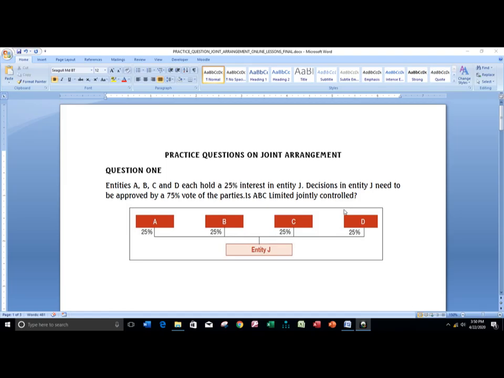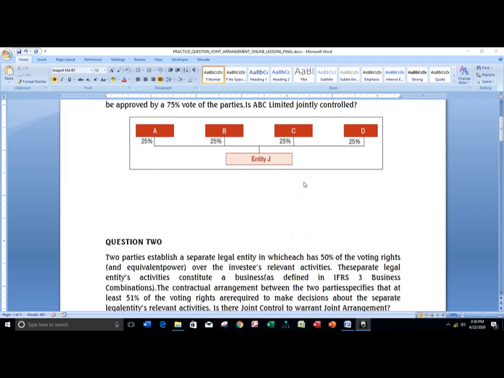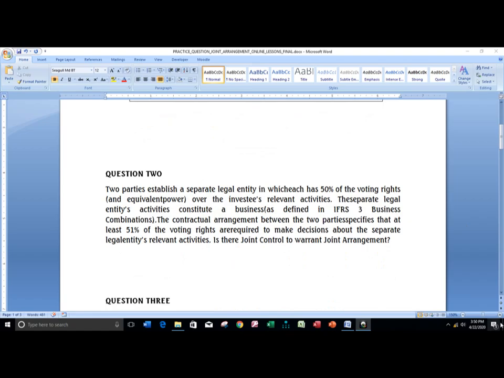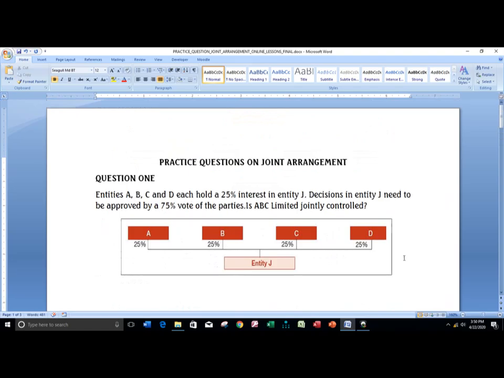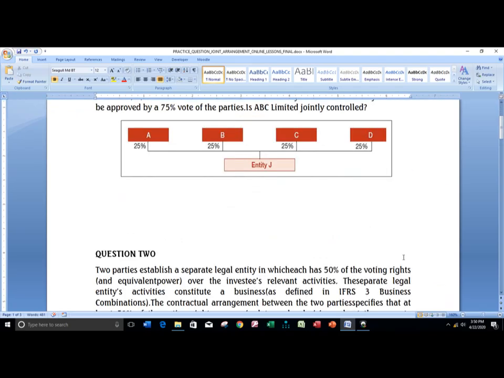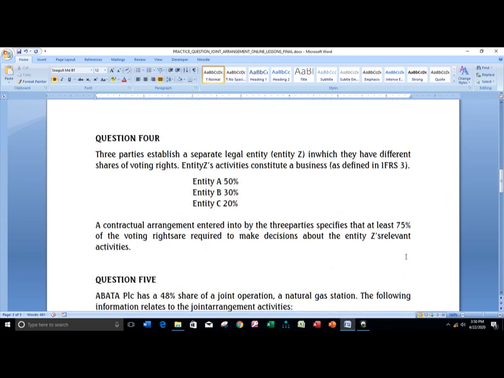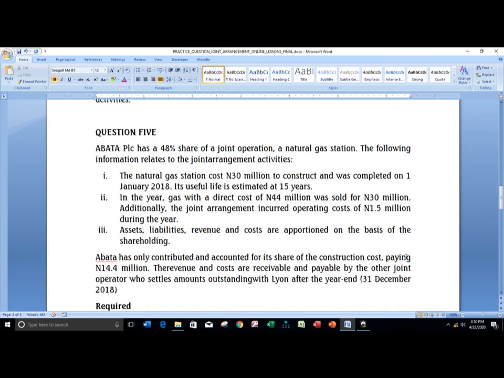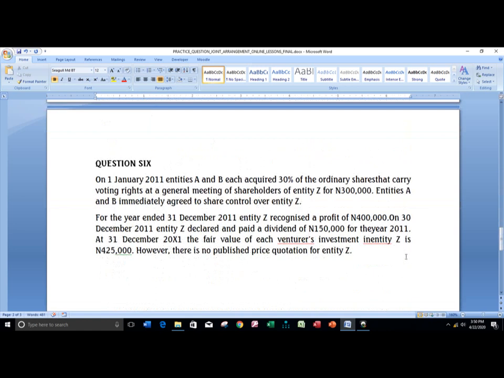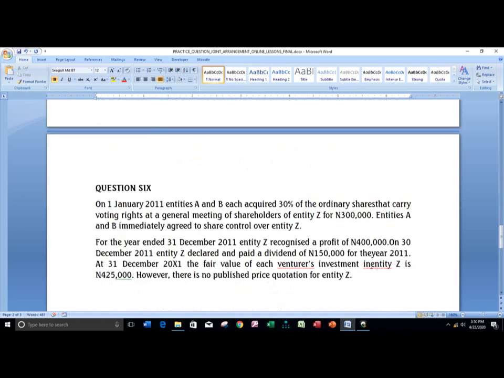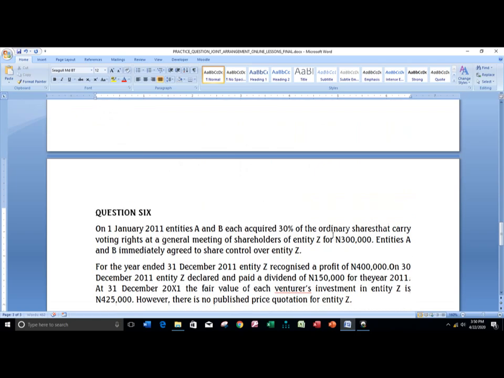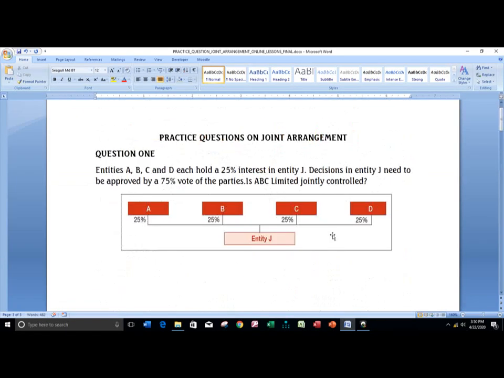So I welcome you. We are going to be looking at 6 questions together. Question one, question two. Let me zoom it in so that it can get bigger. Question one, question two, question three, question four, question five, and question six. So it promises to be another fascinating time in class. All right, let's get started.